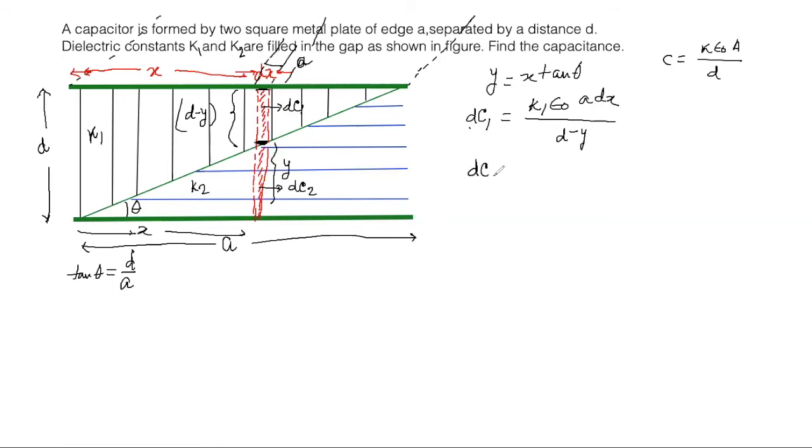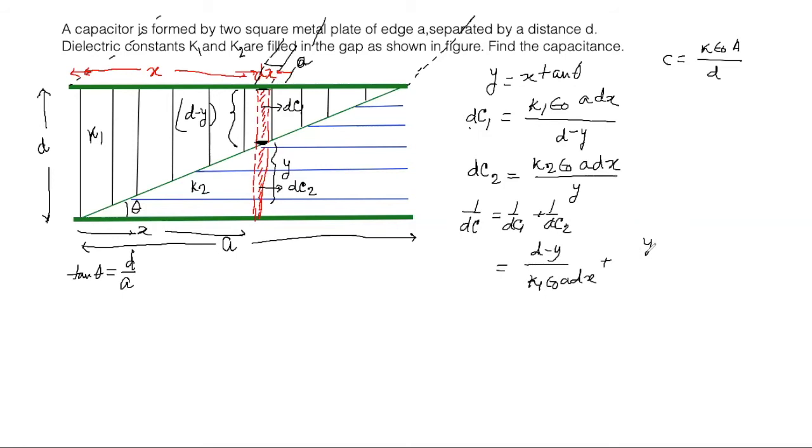And what is dC2? dC2 is similarly K2 epsilon naught, the area is again a dx, whole divided by, this is now y. So now they are in series. So what is the equivalent? 1 by dC equals 1 by dC1 plus 1 by dC2. So 1 by dC1 is d minus y by K1 epsilon naught a dx, plus for dC2, it is y by K2 epsilon naught a dx, right?